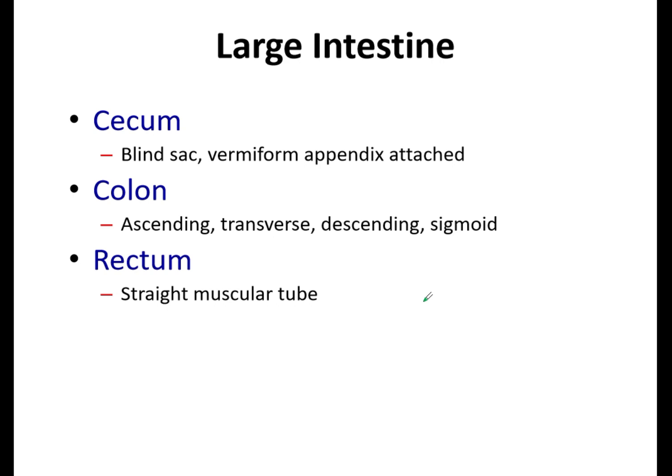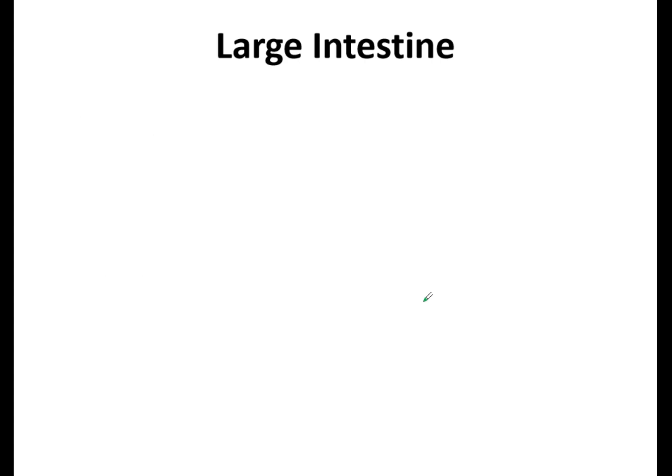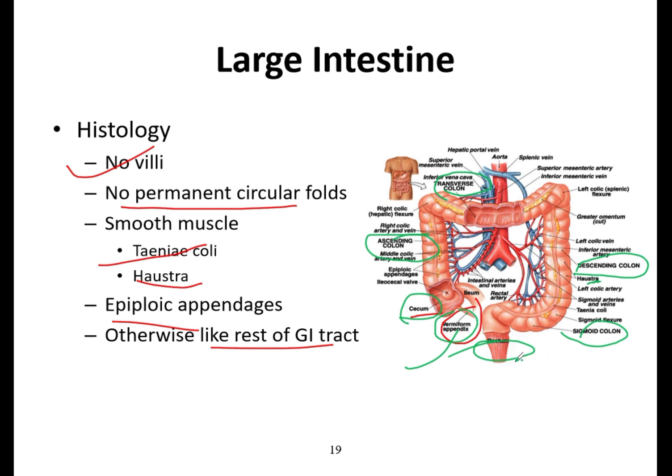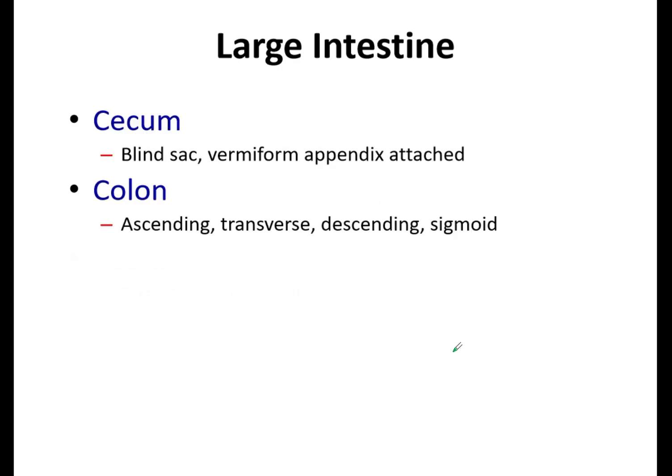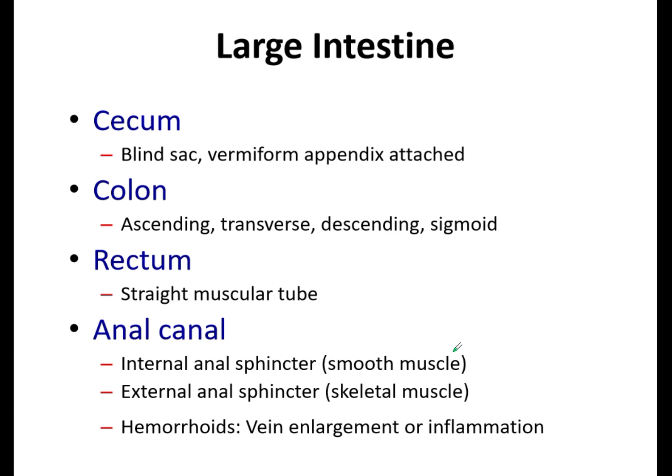The last is the anal canal. In the anal canal, the internal anal sphincter is smooth muscle, and the external anal sphincter is skeletal muscle. So here you can see the anal canal, with the internal anal sphincter as smooth muscle and the external anal sphincter as skeletal muscle. Also here, hemorrhoids mean vein enlargement and inflammation.